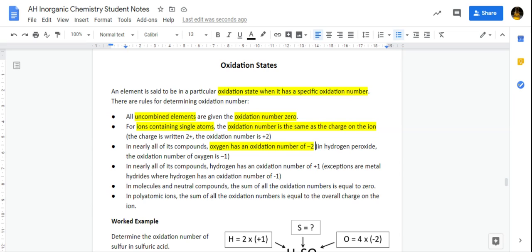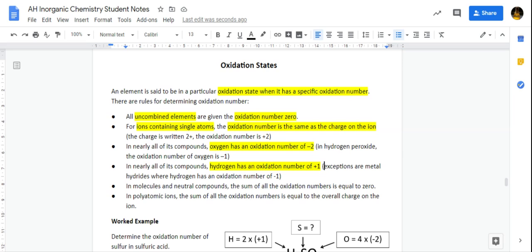For hydrogen, again, in nearly all of its compounds, hydrogen has an oxidation number of +1. Again, the same as the charge on a hydrogen ion, a single positive. The only exception to that is if you've got a metal hydride. So this is where you have a compound containing a metal and hydrogen alone. For example, sodium hydride, which has the formula NaH. In this compound, the sodium has an oxidation number of +1, and the hydrogen actually has a negative charge of -1, so the oxidation number is -1. The only example where you're likely to come up with this would be in a problem-solving style question. For the most of the time, remember that hydrogen has an oxidation number of +1.